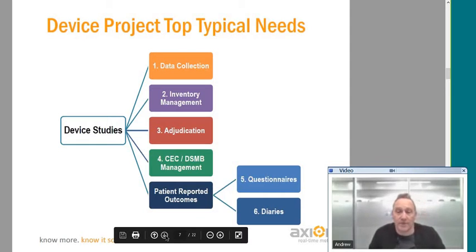These may fit very often into many device studies and probably fit into at least 70 or 80% of the breadth of the studies that you work on today.